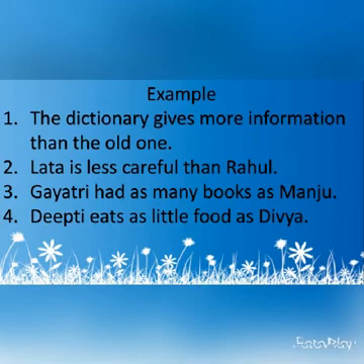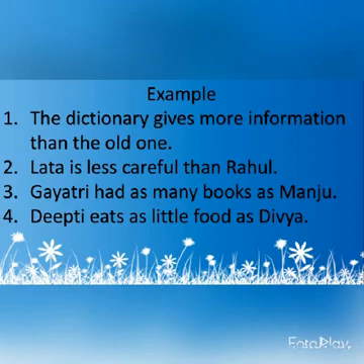So for countable nouns, we use as many as. So here the comparison is done through the words as many as. So the sentence is, Gayatri had as many books as Manju. Now the last example, Dipti eats as little food as Divya. Here we are comparing what? The main thing we are talking about is food. So here we are comparing an uncountable noun. So here what will we use? We will use as little as.